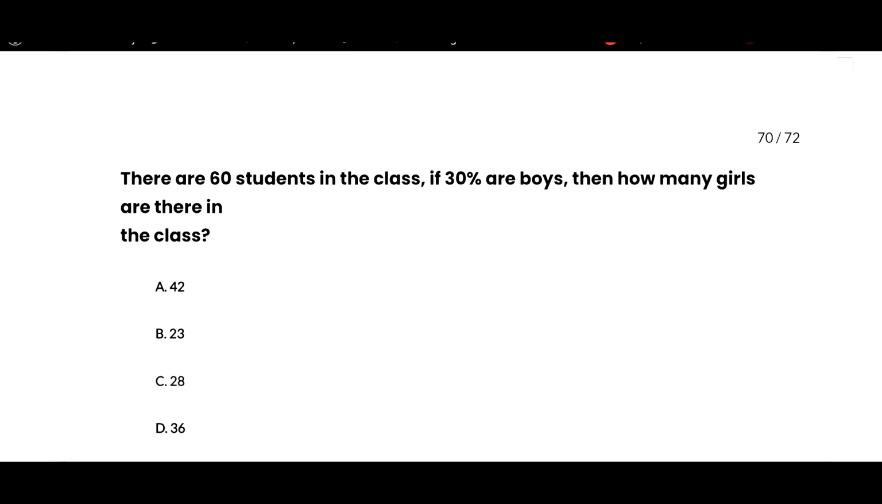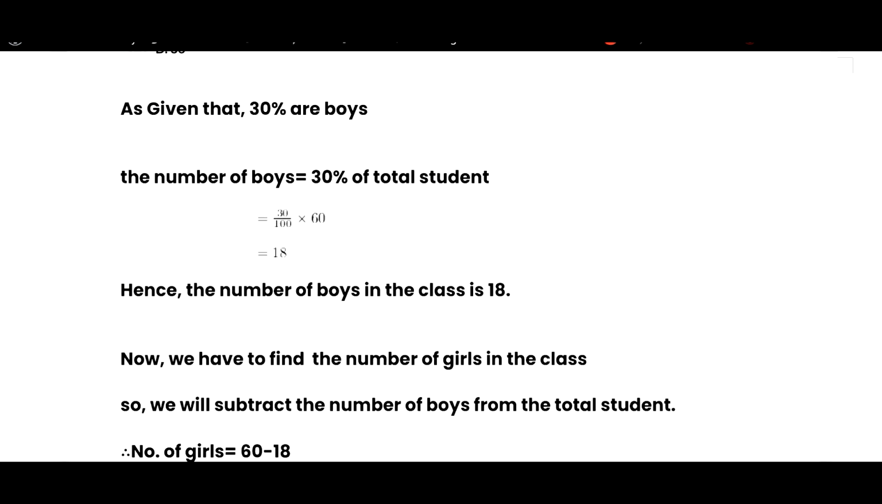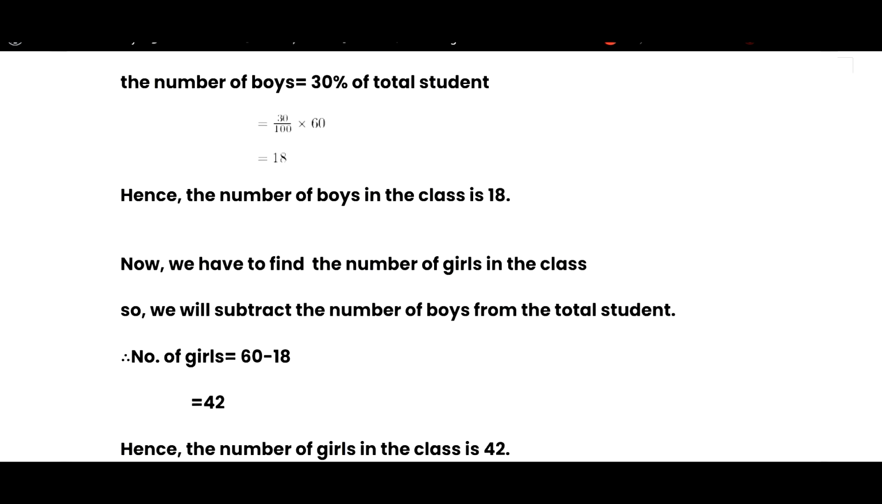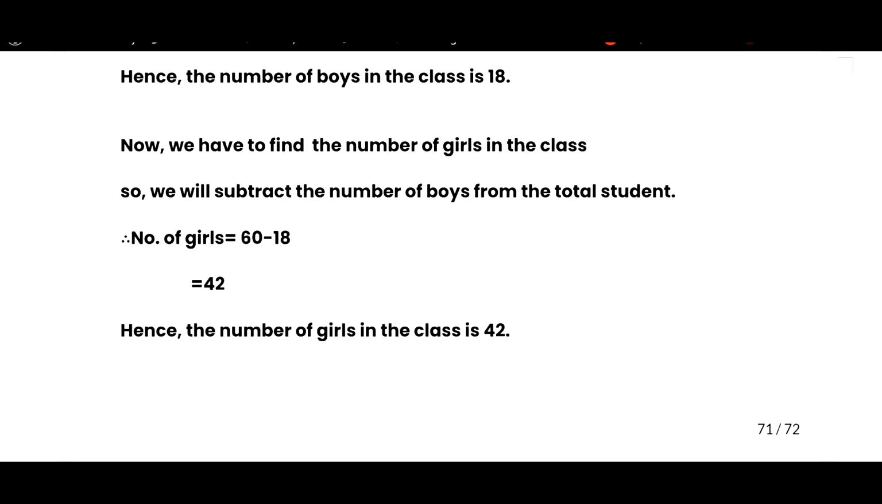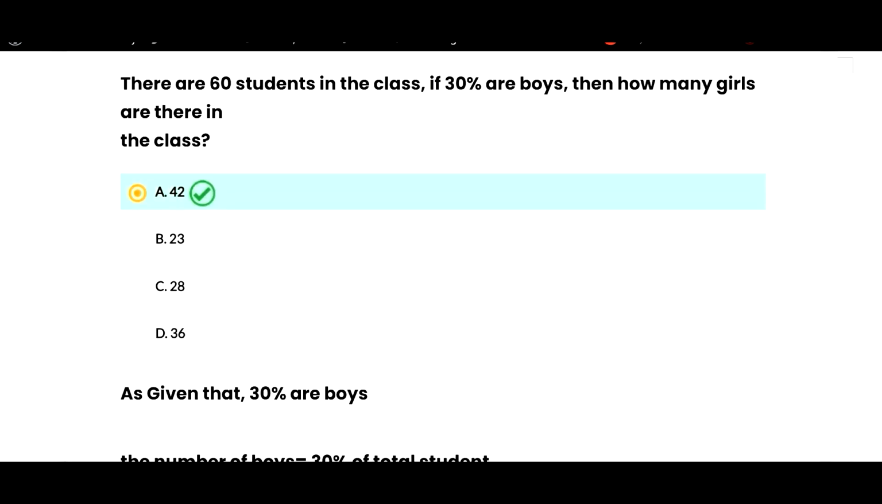The next is, there are 60 students in the class. If 30% are boys, then how many girls are there in the class? 42. Let's solve the question. As given that 30% are boys, the number of boys is equal to 30% of total students. 30/100 multiplied by 60 will get 18. Hence, number of boys in the class is 18. Now we have to find the number of girls in the class. So we will subtract the number of boys from the total students. Number of girls is equal to 60 minus 18 will get 42. So the number of girls in the class are 42. So here in this MCQ, A option is correct.